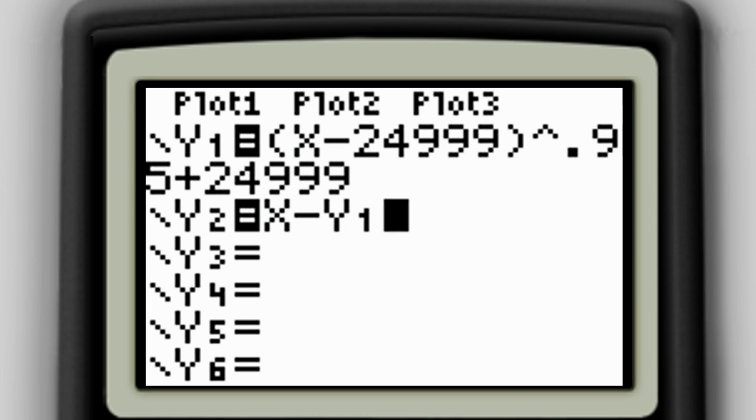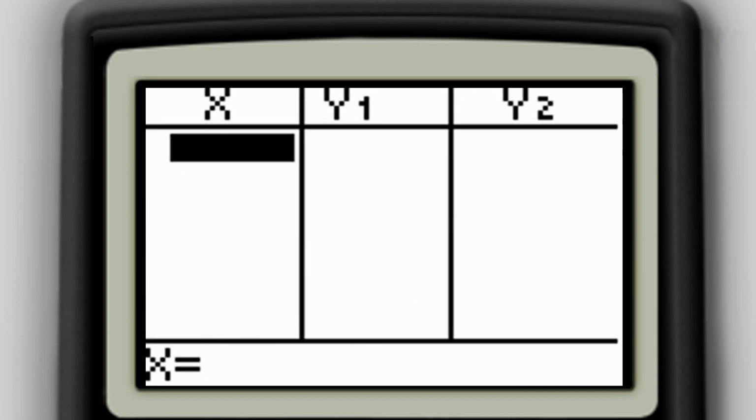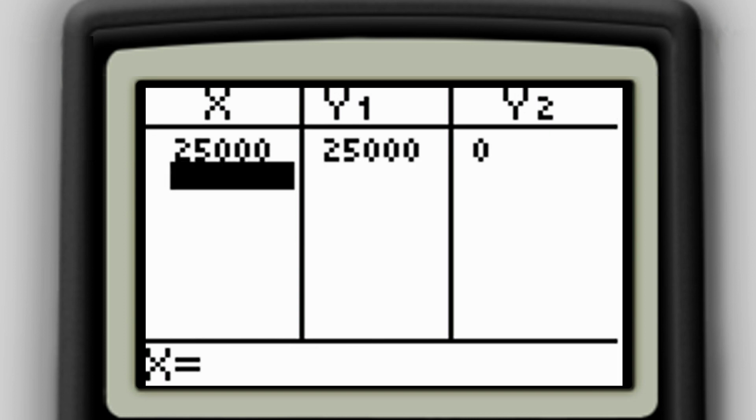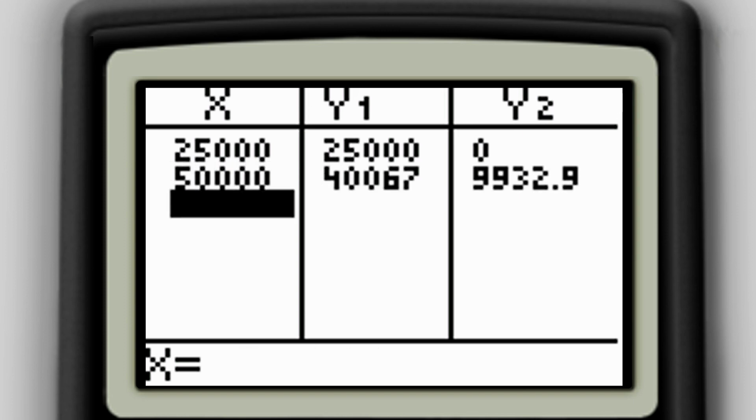Now when I go to the table feature, I notice that I can enter all of my given inputs. So let's see what happens when I earn $25,000 a year. If I enter $25,000, I notice that the amount of money that I consume is also $25,000. And the amount that I have left over is going to be 0. Let's do this again for $50,000. I'll enter $50,000 as my input, and I notice that I now have $40,067 that I'm spending on necessary items. And I also have $9,933 that I have to spend on extra items.